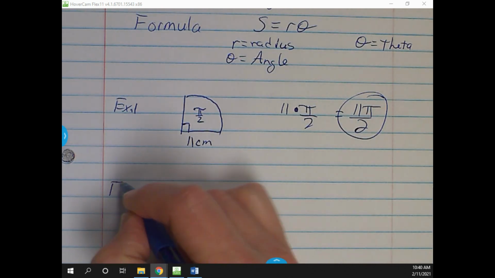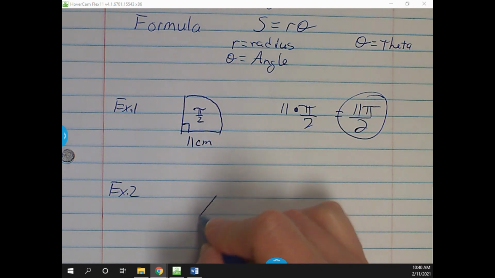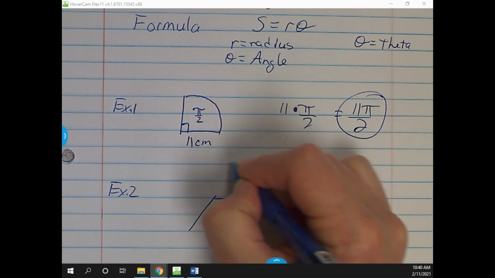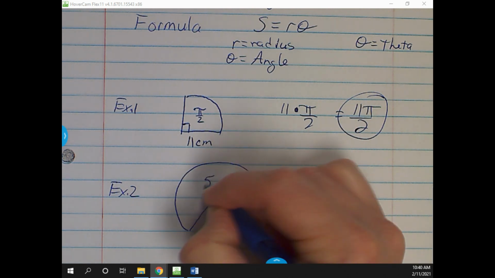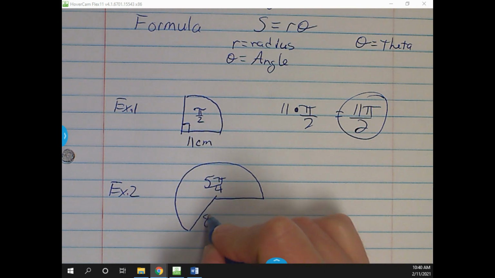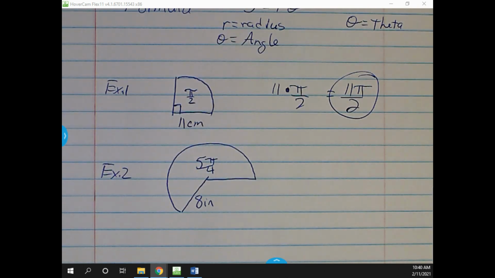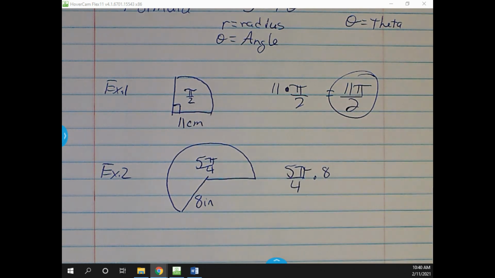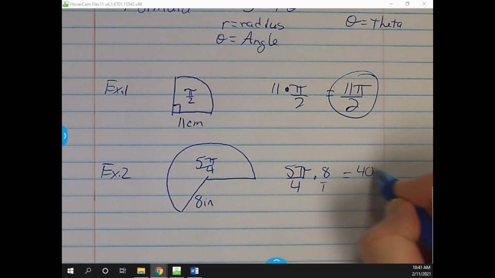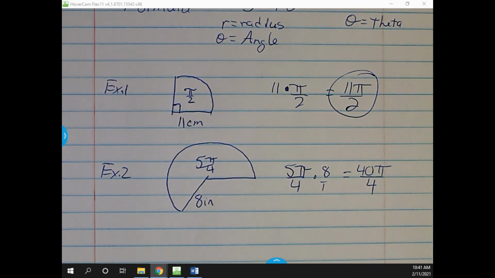Okay, and about the worst case scenario you get for one like this is maybe something like this. We've got 5 pi over 4 for the angle, and the radius is 8 inches. Still go ahead and multiply those two things together. So it's 5 pi over 4 times 8. Okay. If it's a whole number, if you want to put it over 1, you can do that just so you know exactly where it's going to be. And from there, you just multiply it together. It's 40 pi divided by 4.